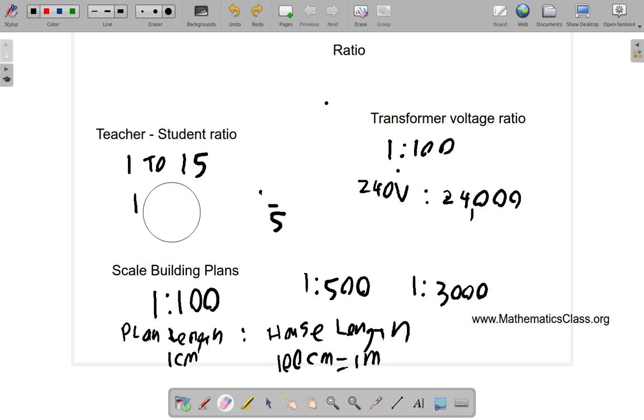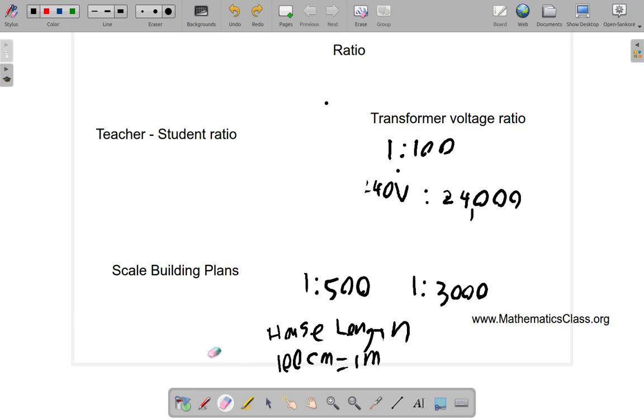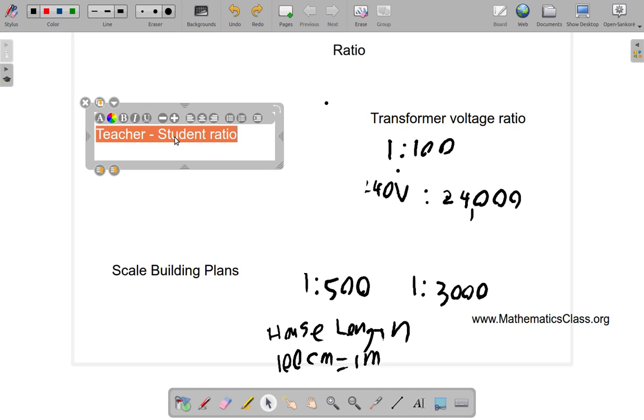If you're interested in automotive engineering, there is the issue of ratio and proportion. When you talk about, for example, the gear ratio. All right. So car gear ratio.